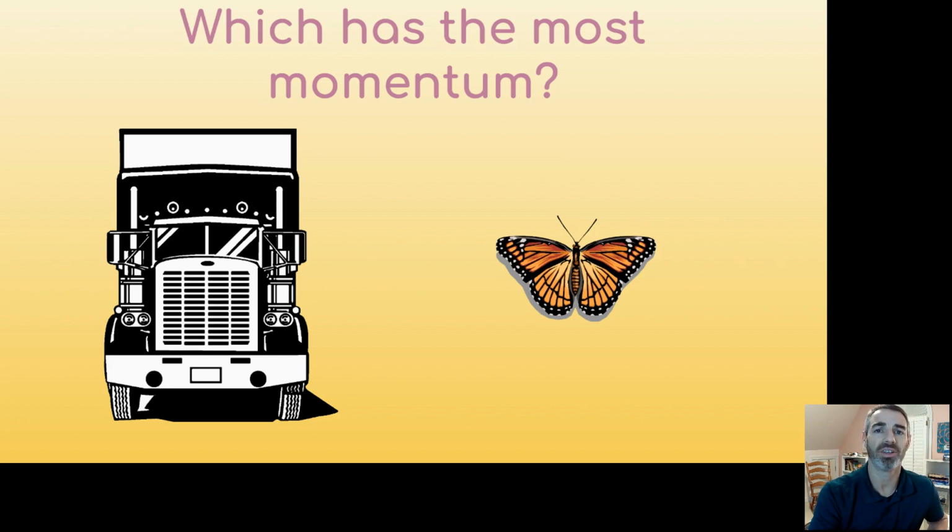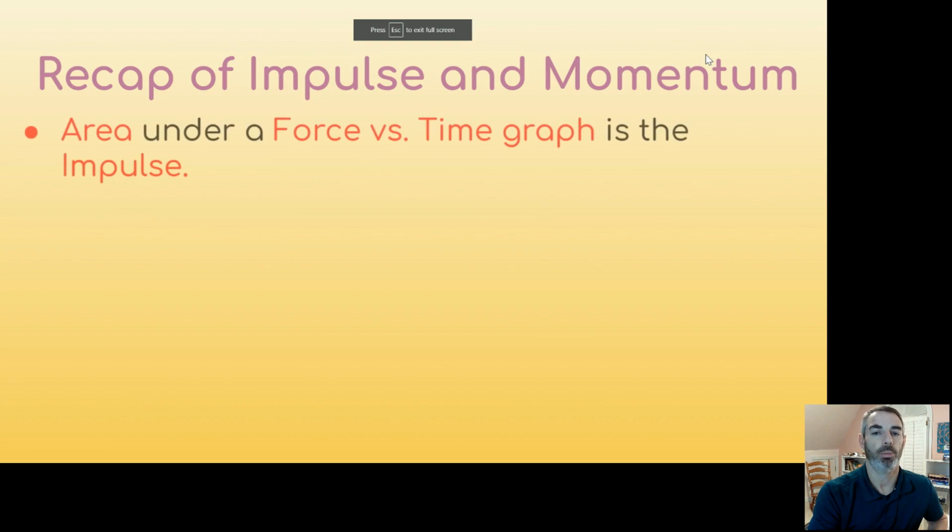So mass times velocity for a truck is going to be much larger than mass times velocity of a butterfly when both objects are in motion. But we need to know if they're both in motion. Otherwise, the truck would have a zero momentum if it's not moving, and the butterfly would have a larger momentum than the truck. Let's go ahead and recap impulse and momentum.